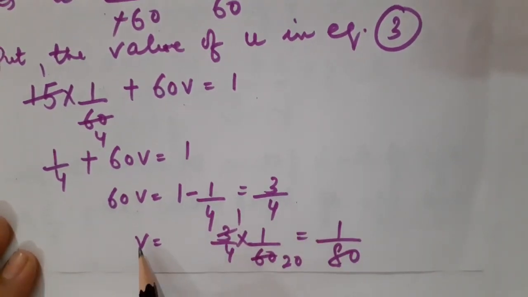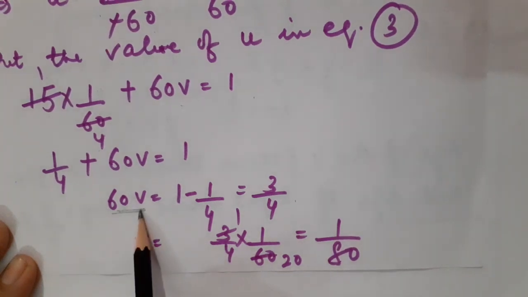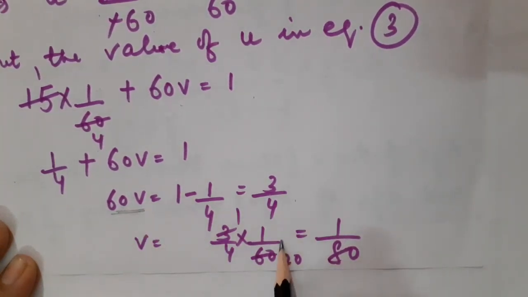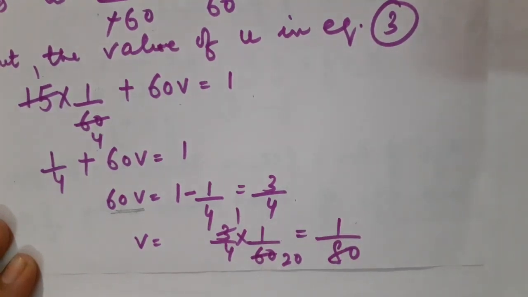So what is the value of v? 3 upon 4 will come as it is. Here 60 is multiplying with v. It will go to the RHS, so it will be divided, 1 upon 60. 3 ones are 3, 3 20s are 60. So you will get 1 upon 80.